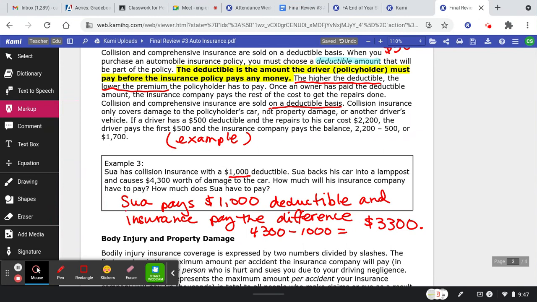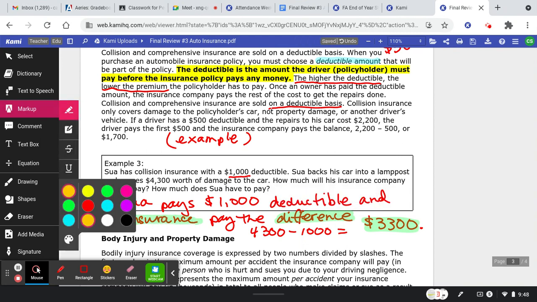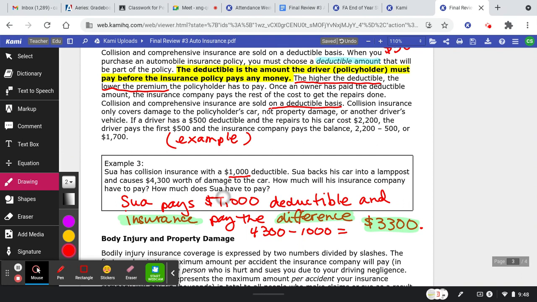So this is one of the most shocking things for students that are new drivers. They're like, what do you mean I have to pay something? Insurance pays part of it, but you guys pay the deductible.